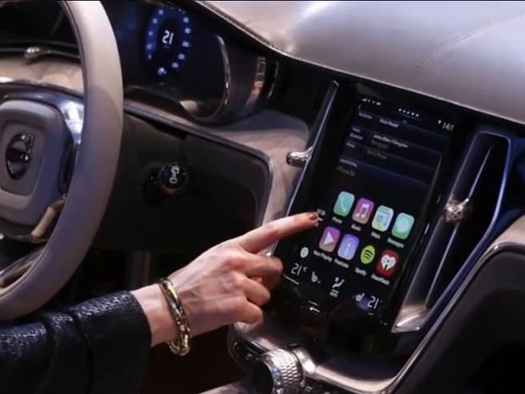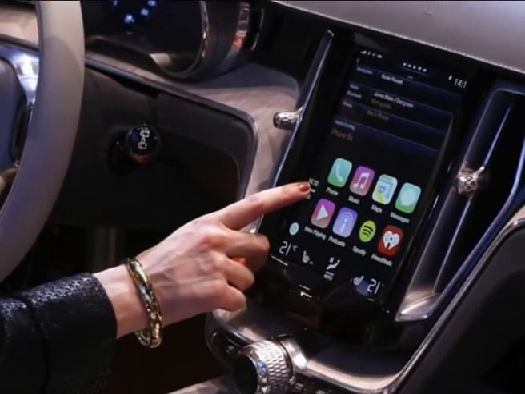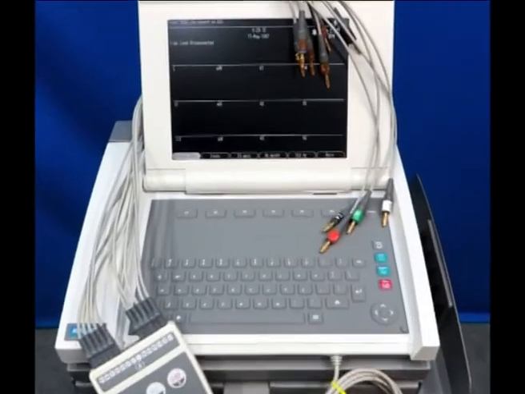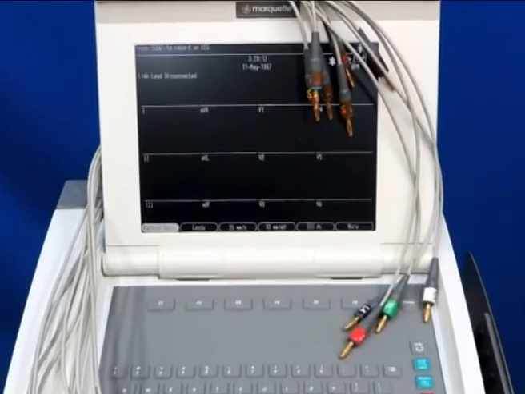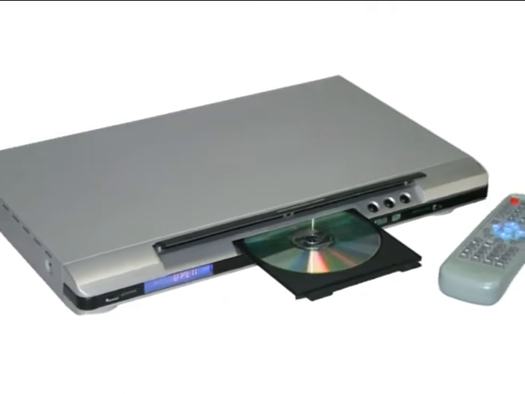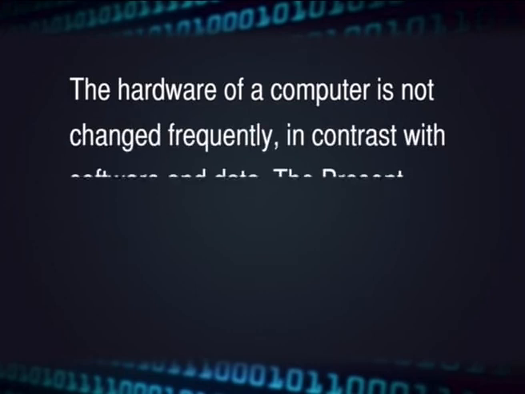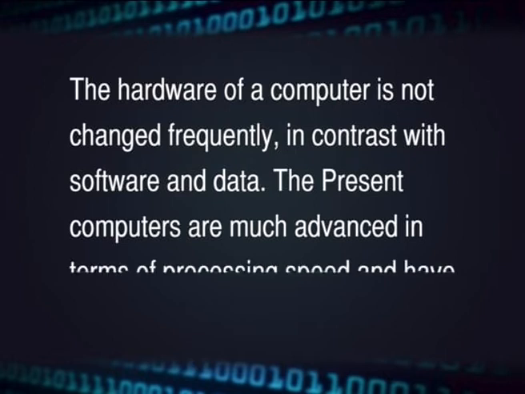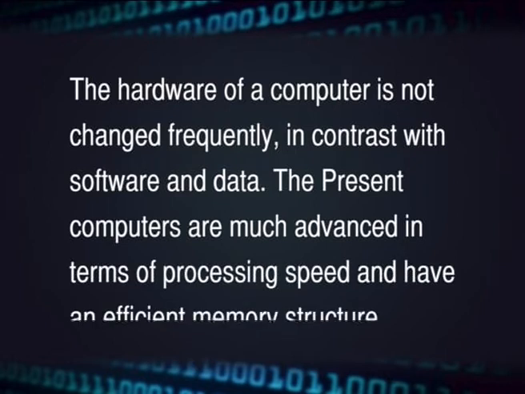Computer hardware is used in all modern-day automobiles, microwave ovens, electrocardiograph machines, compact disc players, and other devices. The hardware of a computer is not changed frequently, in contrast with software and data. The present computers are much advanced in terms of processing speed and have an efficient memory structure.